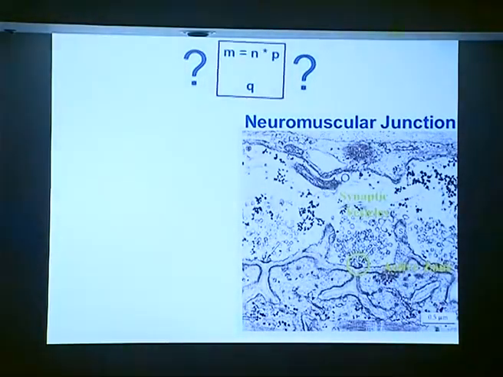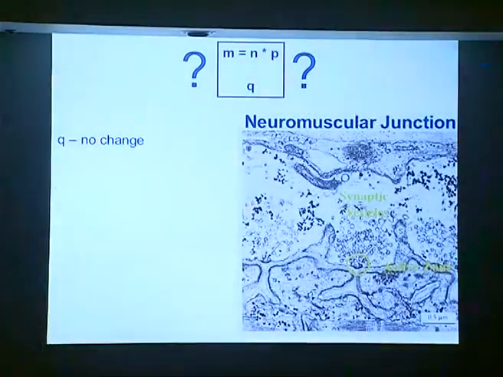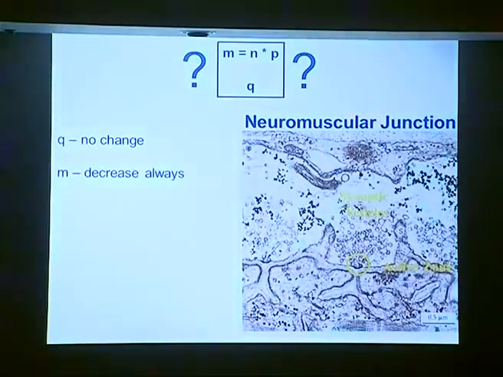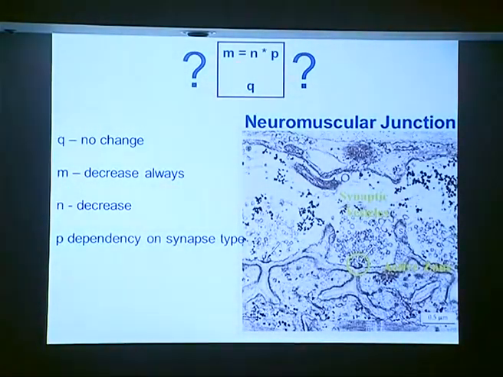So just to conclude, back into this neuromuscular junction, what was changed here? There was no change in the quantal size. Each vesicle apparently contained the same amount of neurotransmitter, and the same number of receptors apparently responded there at the postsynaptic side. The quantal content, the average number of vesicles, was decreased. There was a decrease in the number of active zones that were active. They are still there, but they are not active. And the probability was changed depending on the type of synapses.